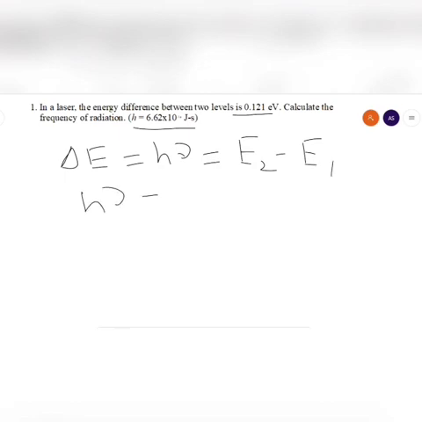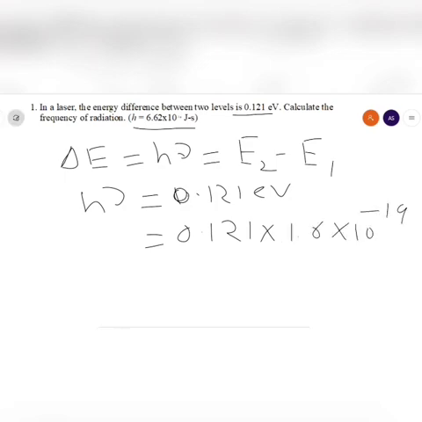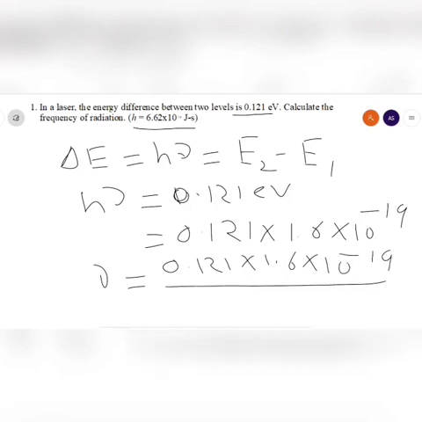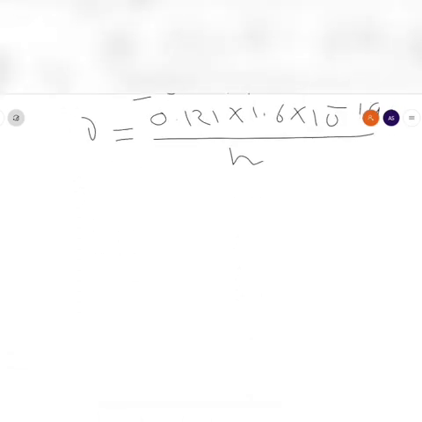Now h mu is equal to 0.121 in electron volt. We can write 0.121 into 1.6 into 10 to the power minus 19 in joule. Now we can write mu is equal to 0.121 into 1.6 into 10 to the power minus 19 divided by h, where h is the Planck constant. Now we will put the value of h.